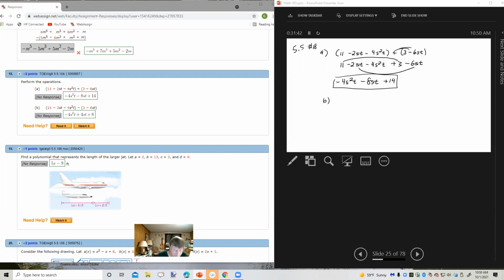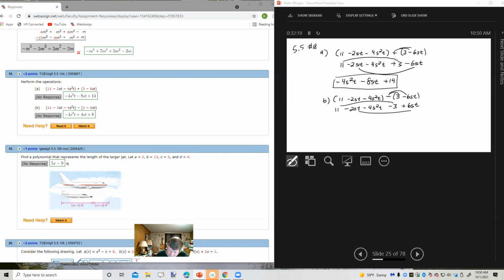Part B, we have 11 minus 2st minus 4s squared t minus the quantity 3 minus 6st. So again, I can just drop the first set of parentheses because there's nothing in front of it. But here with the second set, I have to distribute the minus sign. Minus 3, minus times minus is plus, or negative times negative is positive. These are like terms, and those are like terms.